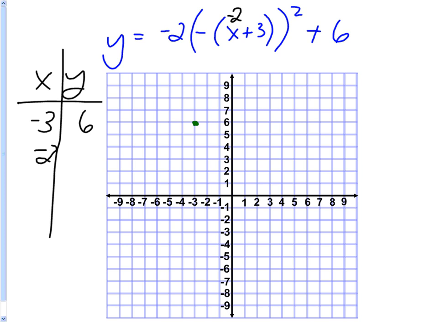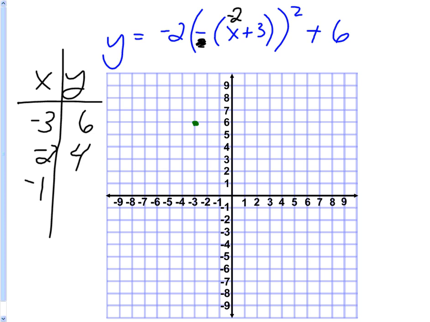Negative 2 plus 3, what does that make? 1. What's the opposite of 1, which is what? Negative 1. Negative 1 squared, 1, times negative 2, negative 2. Negative 2 plus 6, 4. So that's one of my points. Negative 2 comma 4. All right, now let's plug in another one. This is not rocket science. Just find another one that's close by.